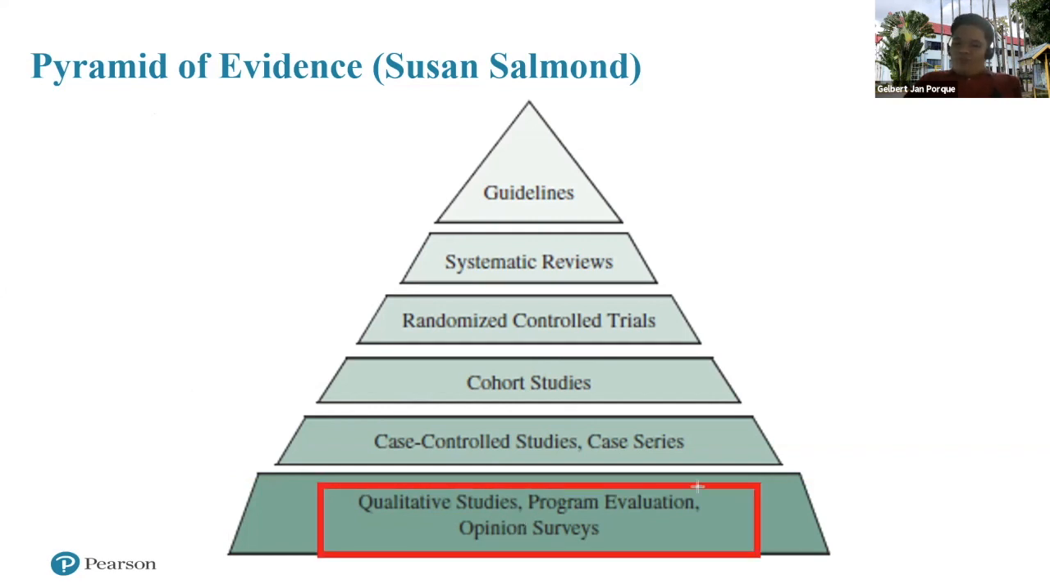When I say program evaluation, class, it's like, for example, after our BLS, I gathered the data and determined your feedback on my BLS training. I ran the data using SPSS and found the areas that I need to improve. That is just program evaluation, a low form of evidence. And then opinion surveys, for example during elections, whom you would want to become president or vice president of the Philippines. Those are just opinion surveys, a low form of evidence.